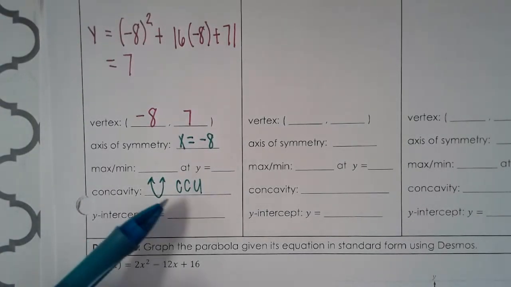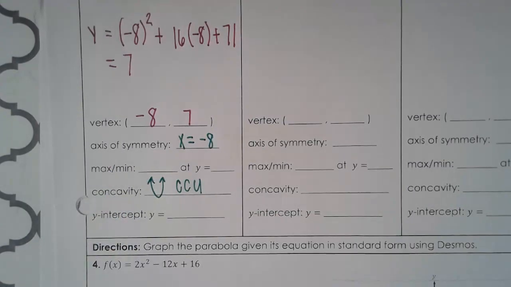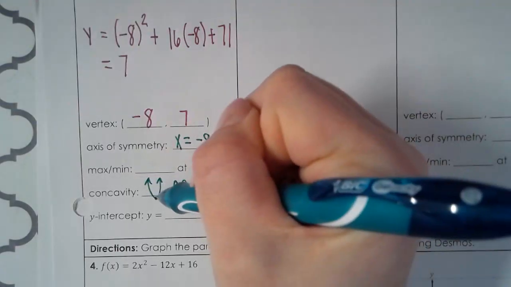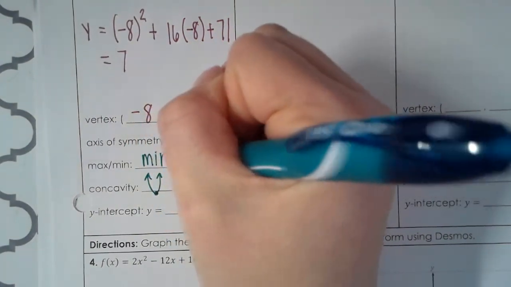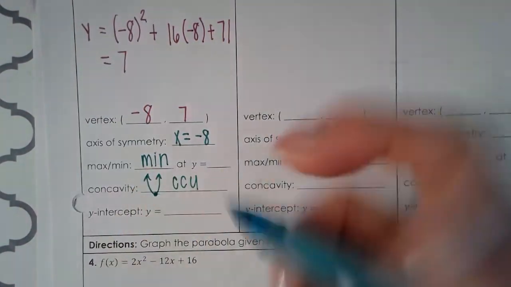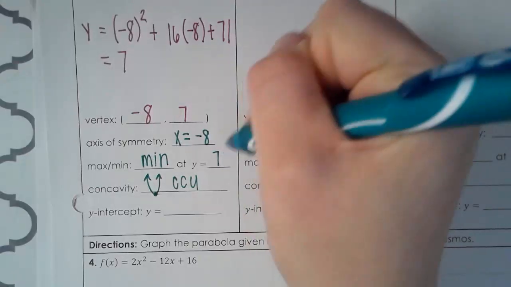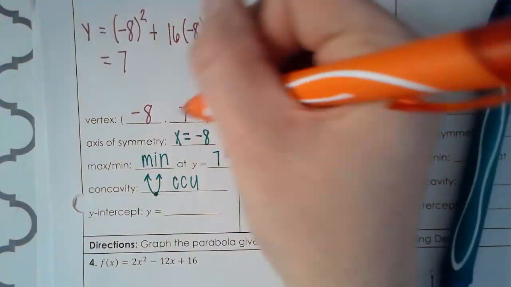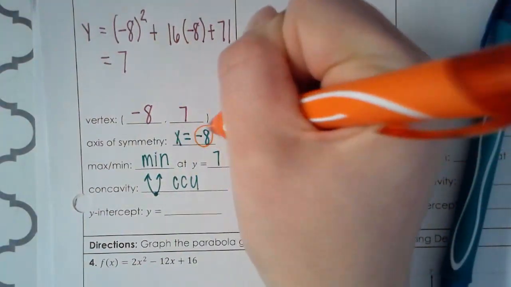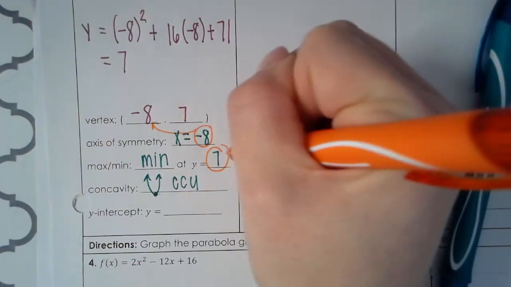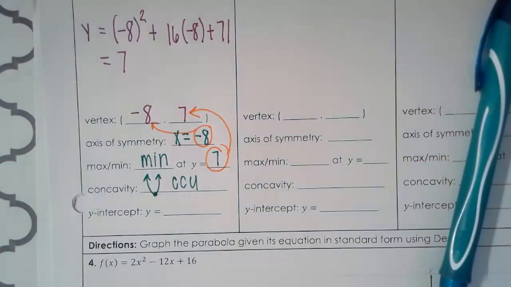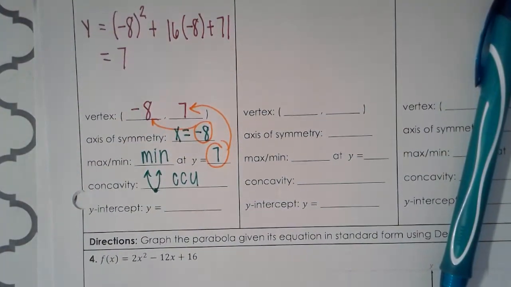Now, because it's concave up, where is your vertex? It's at the bottom. So we would say it has a minimum, and that minimum is at 7. It's the y value of the vertex. So the axis of symmetry comes from the x value. The max or min is your y value.